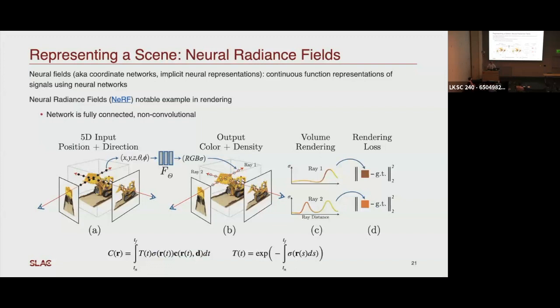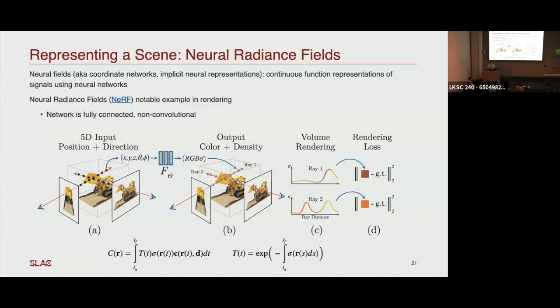And then in terms of how we represent our scene, how we represent our 3D objects, this idea of neural fields or neural radiance fields is one notable example. Neural fields in general are just continuous function representations of signals using neural networks. NeRFs are a very notable example in rendering. If you're in this space at all, you've probably heard of that. The important thing is that the networks used for these NeRFs are pretty simple. It's really just the physics and the way that you use these that make them very powerful.